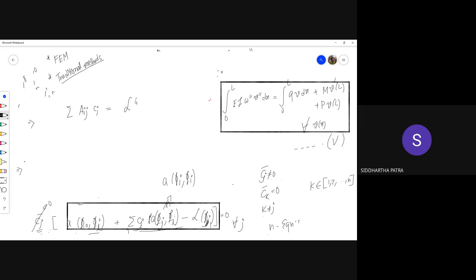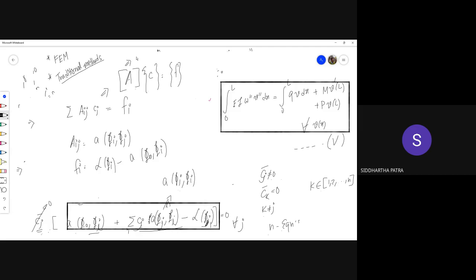equals L of... not L, so in the end you are going to get this expression, where Aij is A of phi I phi j, and bI is L of phi I minus A of phi zero phi I. And this expression right here can be written in a matrix vector form, where essentially this quantity is your stiffness matrix. And this right here is your force vector.